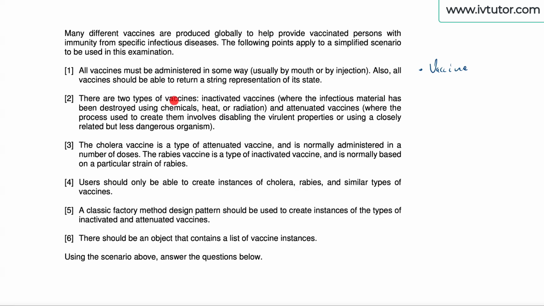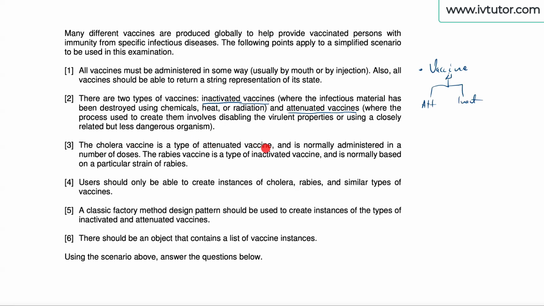So you then went with inactivated and attenuated. And did you use inheritance on that? Yes, they're inheriting from the vaccine. So underneath, you went attenuated and inactivated. And then underneath the inactivated, I also created a rabies class, which inherits from inactivated.